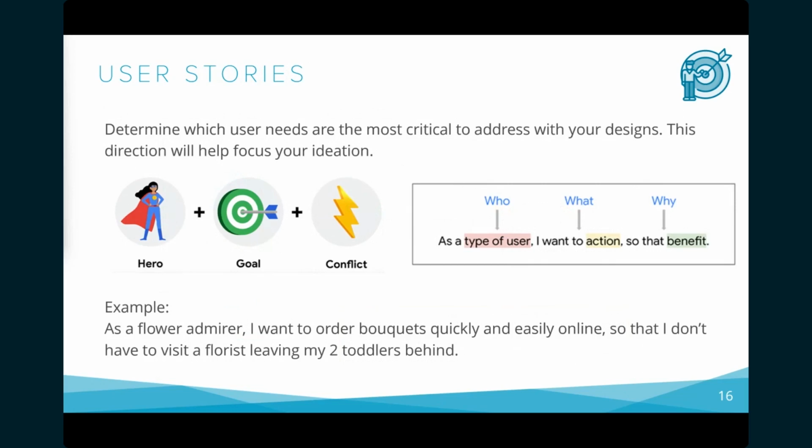So based on this user persona, user stories are written. User stories are used to determine which user needs are the most critical to address with your designs. This direction will help you focus on your ideation stage. Typically, the structure of a user story is shown in the image. It will cover who the user is, what the user intends to do, and why. Example: as a flower admirer, I want to order bouquets quickly and easily online so that I don't have to visit a florist, leaving my 2 toddlers behind.